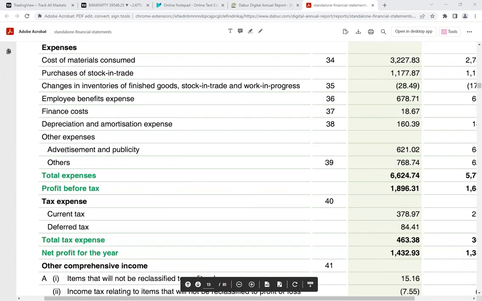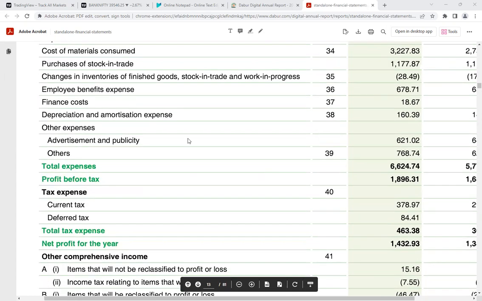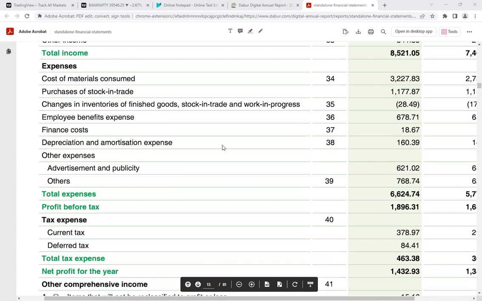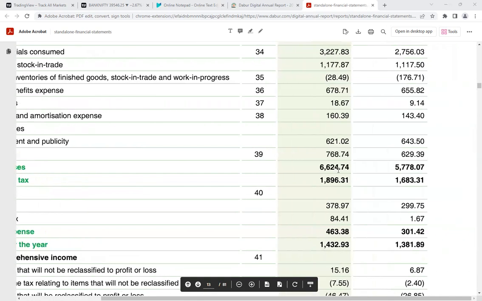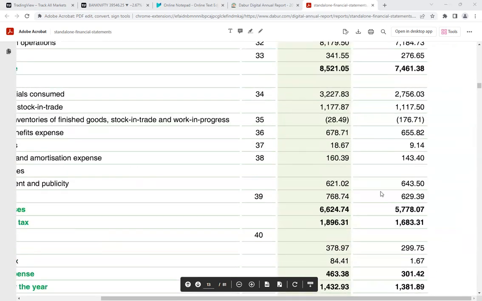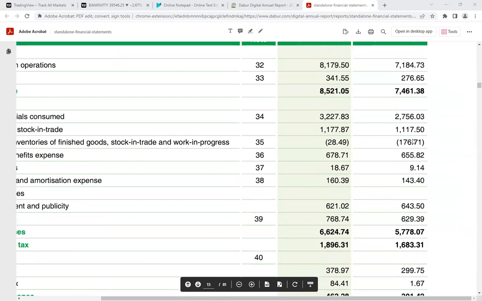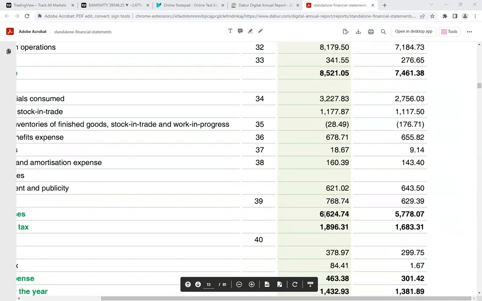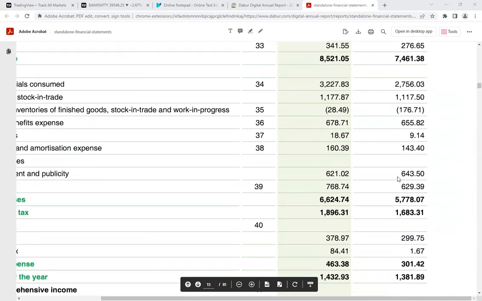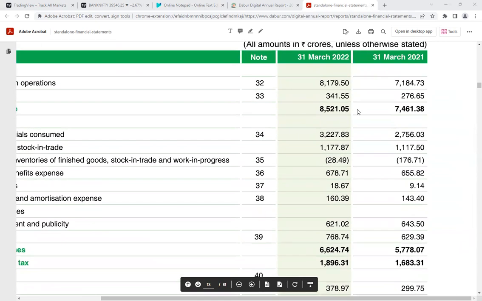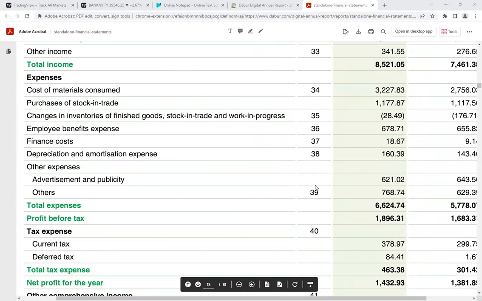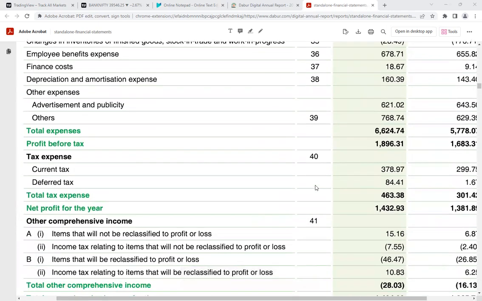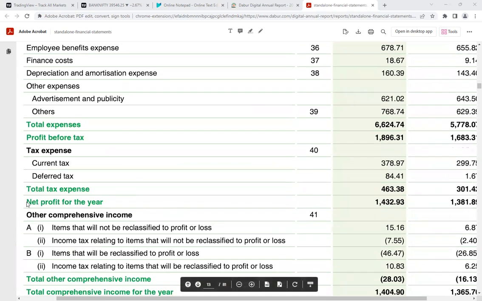Like that, there is an advertising and publicity cost also. Including everything, all the expenses are listed here, and total expenses come up to 6,624 for 2022 and 5,778 for 2021. So again, expenses have also increased. We are seeing that revenue is increasing, and at the same time expenses are also increasing for the company in 2022.